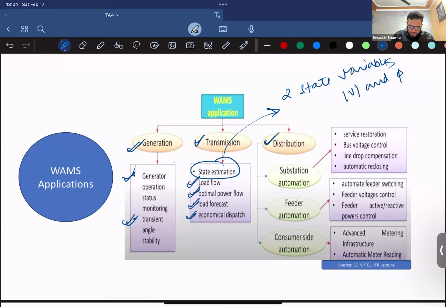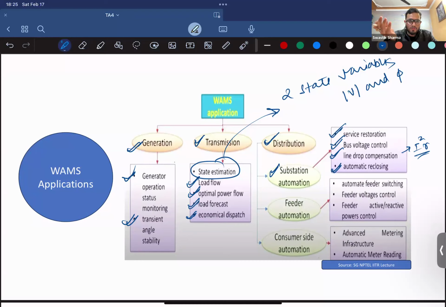Third is the distribution side. For substation automation, since you have PMUs, you can use them to issue commands automatically. It can be used for service restoration. It can be used for bus voltage control, where it can automatically use the devices available for reactive power dispatch, such as capacitor banks, to control the bus voltage if it's sagging, and then line drop compensation. If there's a large line drop, it means I squared R losses are more, so it can be used for that as well. And then for automatic reclosing.